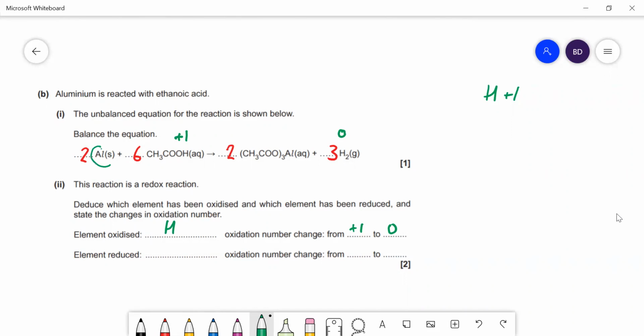Aluminium is an element here. So the hydrogen has been reduced because the oxidation number has gone down. It's gone from +1 to 0. The aluminium has been oxidized. So it starts off at 0. Now, what's its oxidation number here? Well, aluminium always forms an Al3+ ion because it's got 3 electrons to lose. Its oxidation number is always +3 when it's in its compound, so that's it.